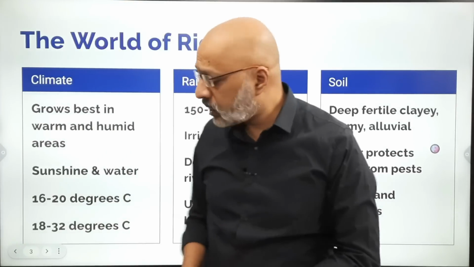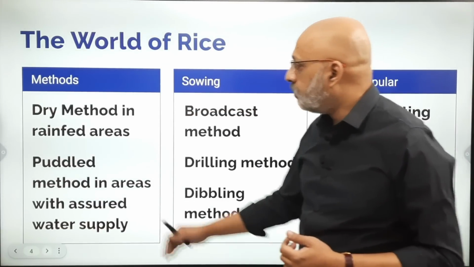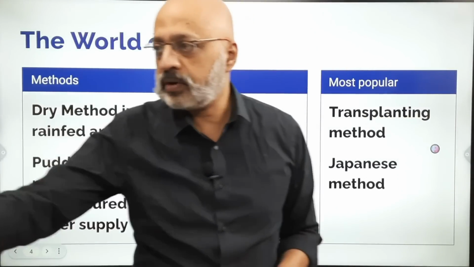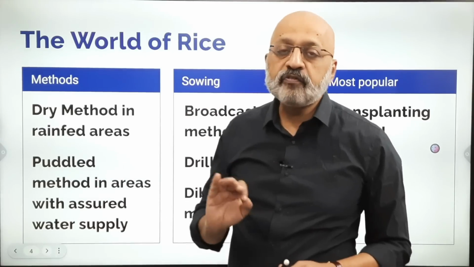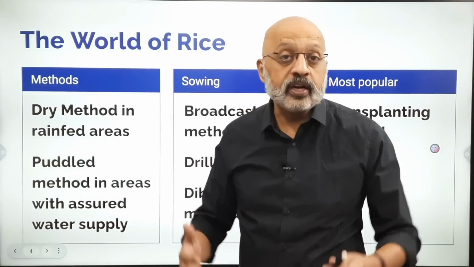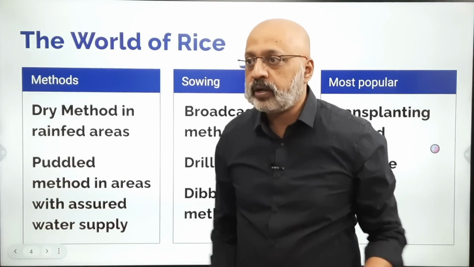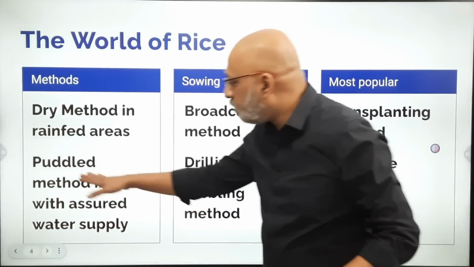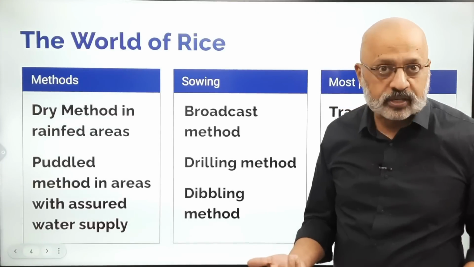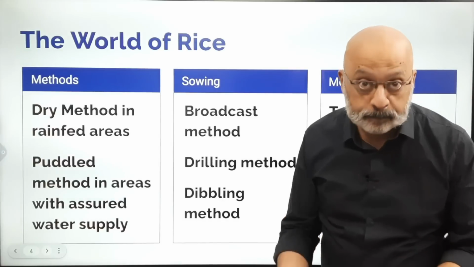Okay, let's now look at the methods of cultivation. One is the dry method in the rain-fed kind of areas, right? Now, in the rain-fed areas where there is no access to irrigation, it is sown in heavy rainfall kind of areas where they know that there will be heavy rainfall to take care of the needs of that particular paddy crop, right? Then there is the puddled method in areas with assured water supply. If you've seen in some of the movies, especially when there are fights over water, etc., mostly you will see it is talking about paddy fields, right?